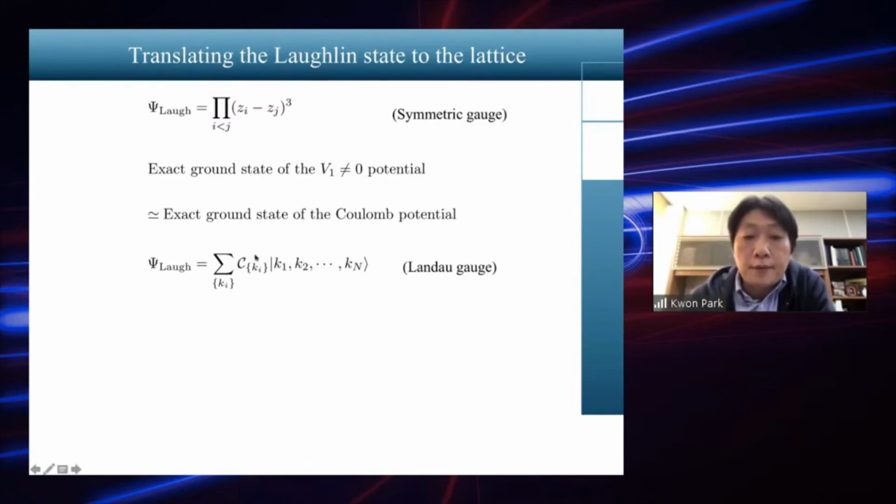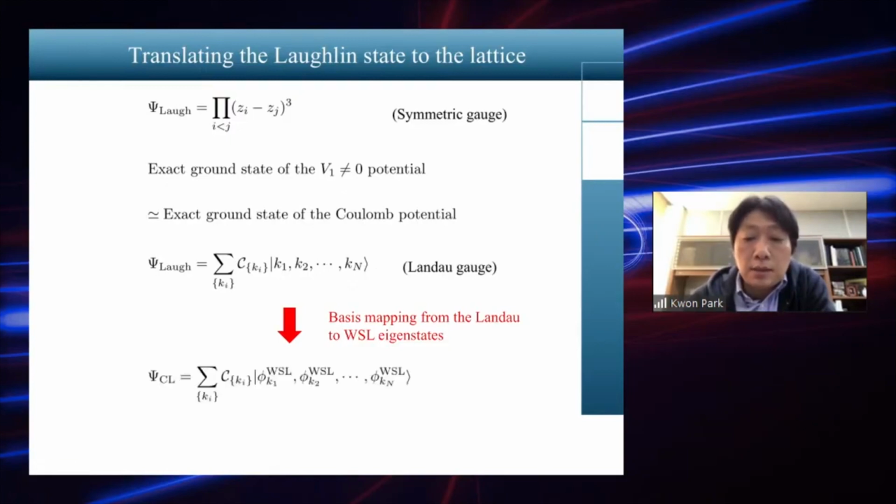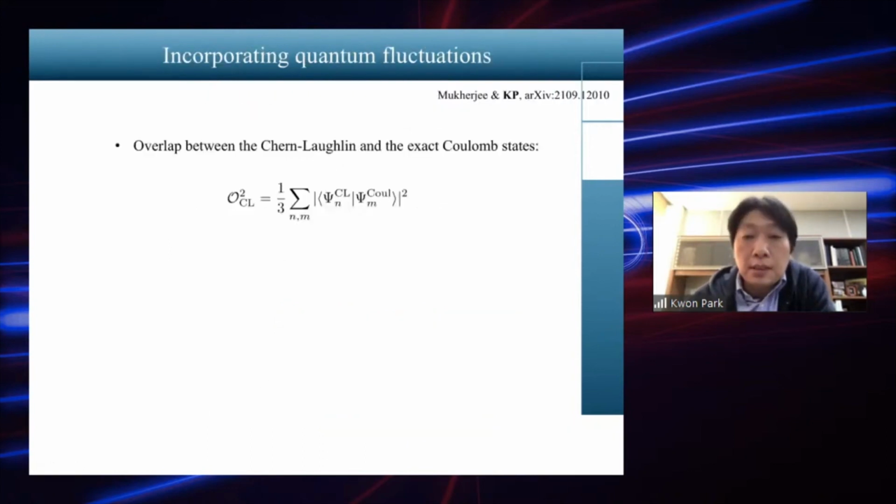So these are the coefficients for a given particular set of bases in the Landau gauge. And then by taking the basis mapping from the Landau eigenstate to the topological one-particle eigenstate I mentioned, I can just use the same coefficients from here to there, and I just change the basis. And actually, there are some technical details about gauge fixing, but I'm not going into details. But by doing this, I can construct the so-called Chern-Laughlin state.